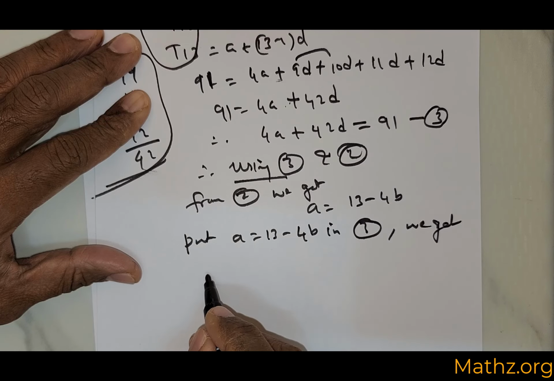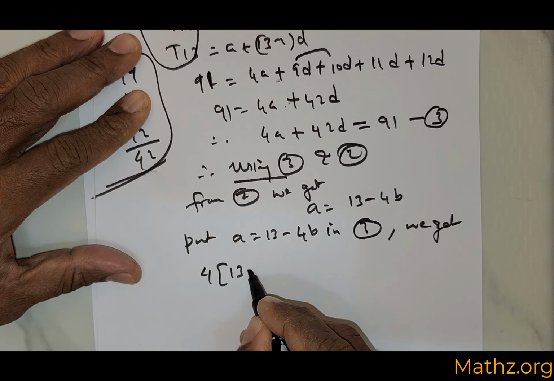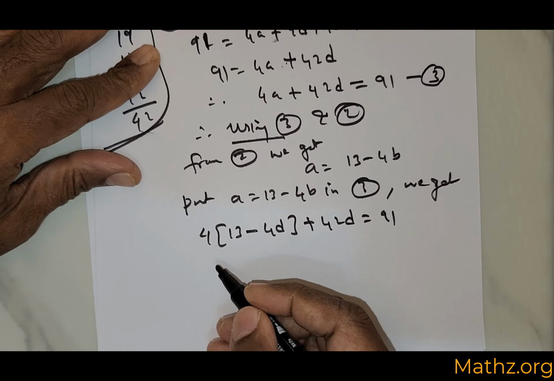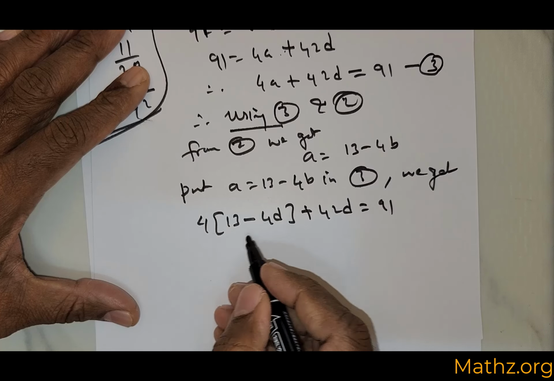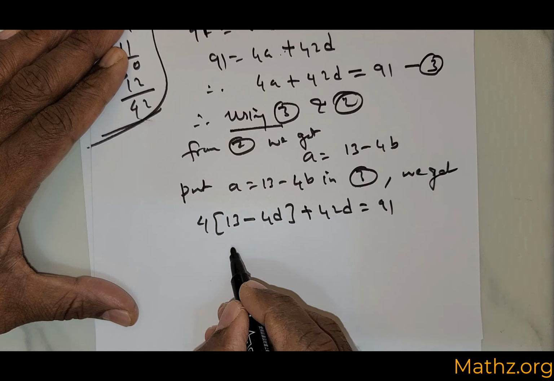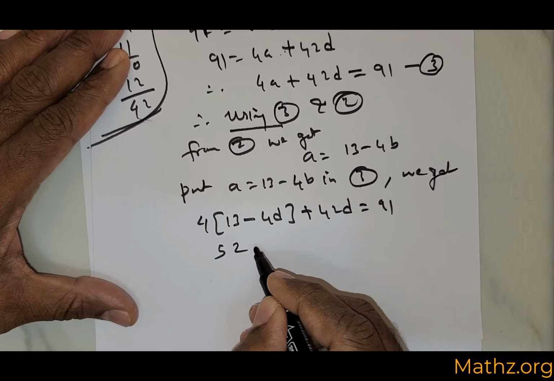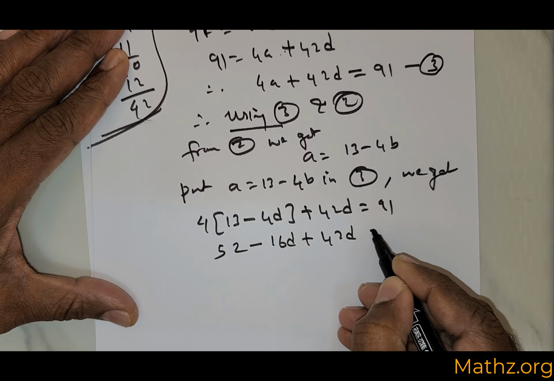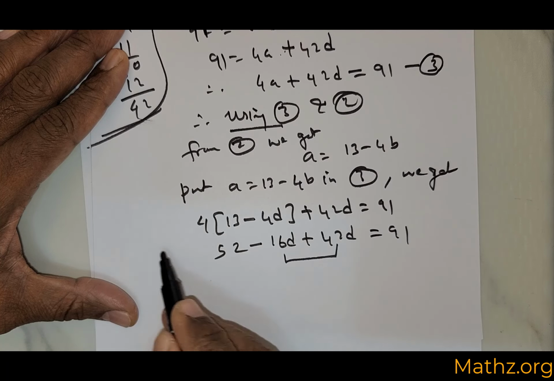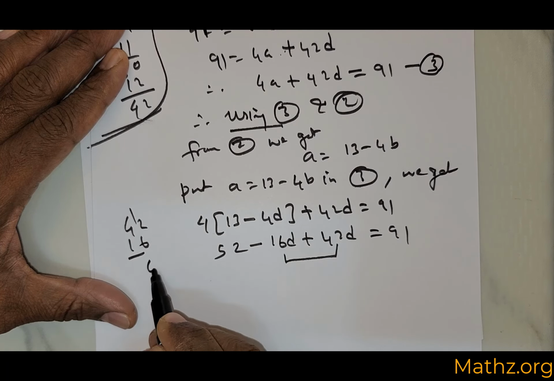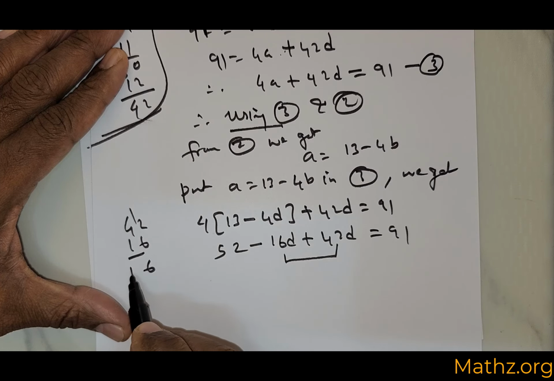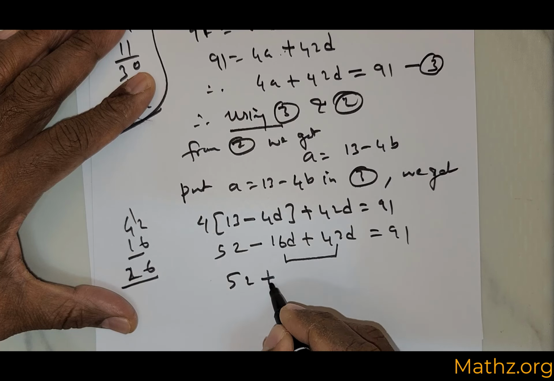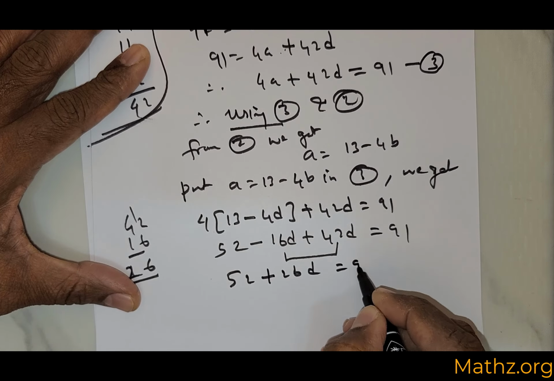So what do we get? So you got 4 times of 13 minus 4 times d plus 42d is equal to 91. So all you got is this, and you can solve this. 4 times 13, 4 3s are 12, 4 1s are 4, that's 52. 4 times 4d is 16d, you have a 42d there, is equal to 91. Add these two together, 42 plus 16 is 58. So you got 52 plus 58d is equal to 91.